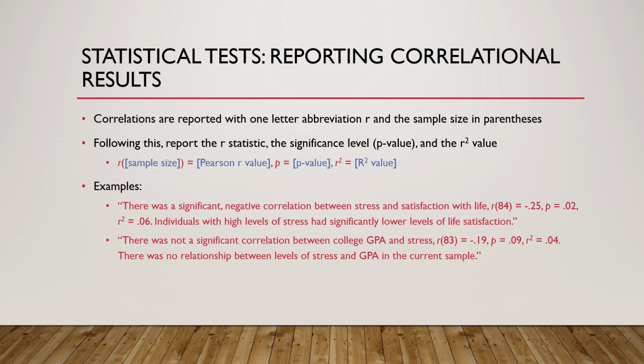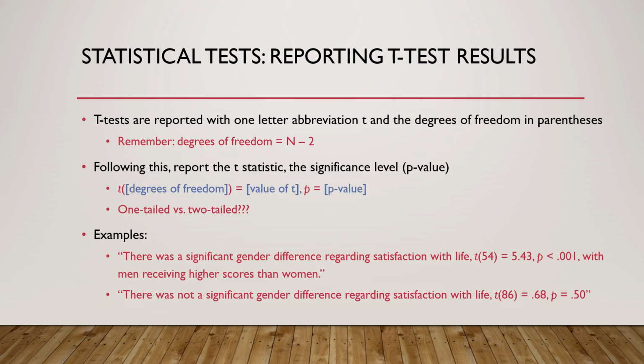So there we have an interpretation. We have all the statistics. It's telling what the variables are. All of the information we need is there and ready to go and be interpreted. For a t-test, you are going to provide the one-letter abbreviation t and then the degrees of freedom in parentheses.